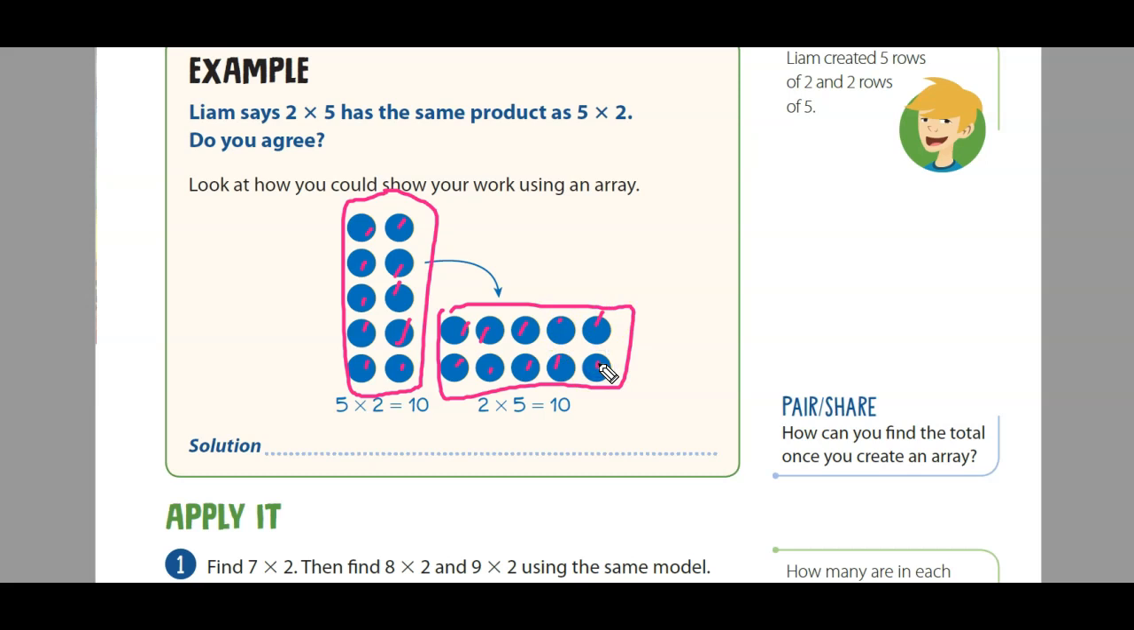It's just called fact families. It's the same two factors and the same product. Product is just the answer to a multiplication problem.